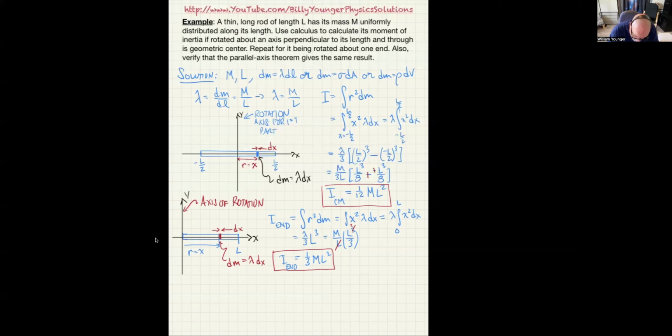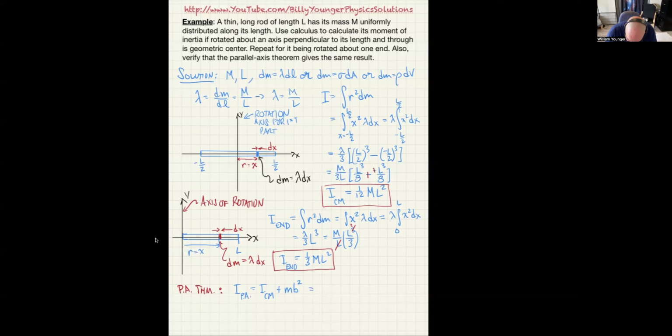The parallel axis theorem, which I'll just write as parallel axis theorem, says that the moment of inertia about a parallel axis is equal to the moment of inertia about the center of mass plus the mass of the object times the distance between the center of mass and the parallel axis. That has to be squared.